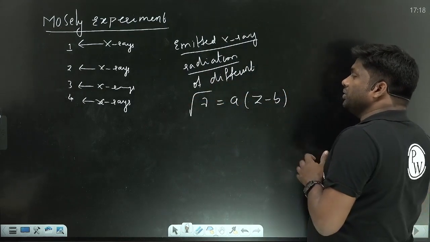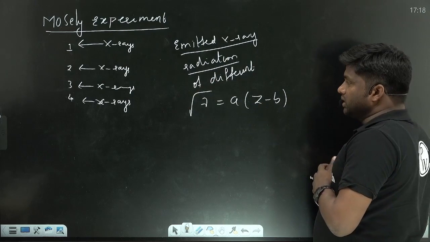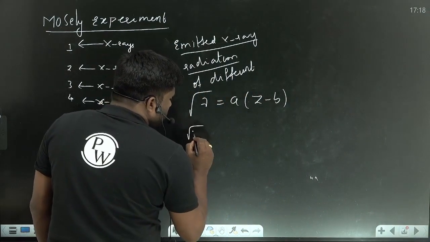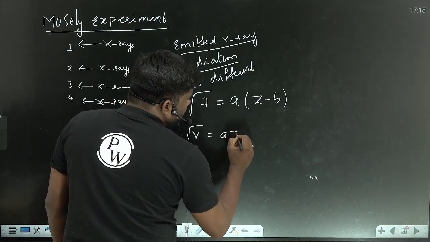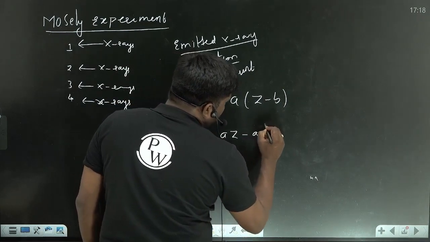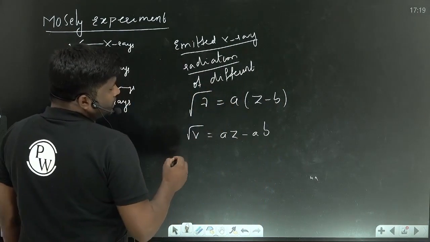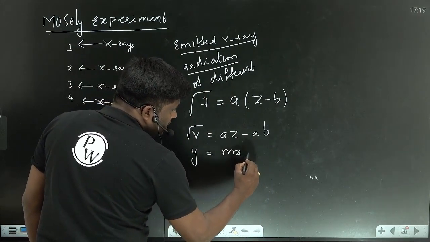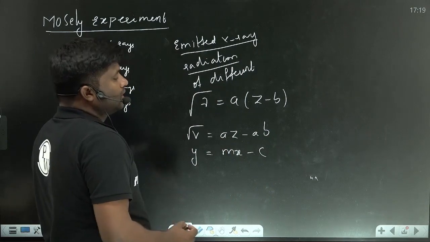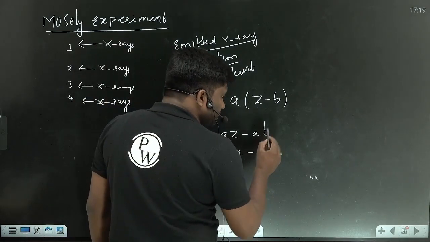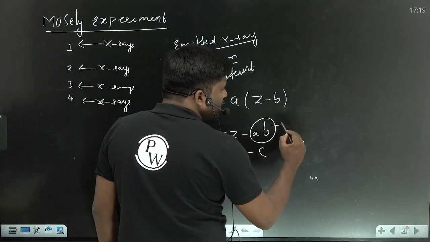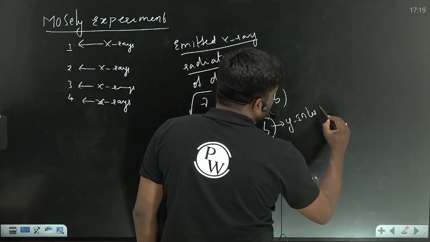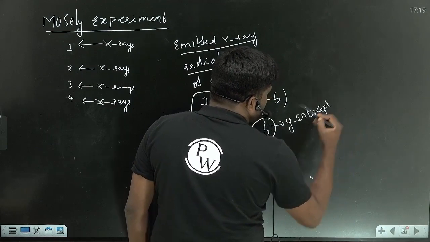Under root nu is equal to A into (Z minus B), and the same thing we can write as under root nu is equal to AZ minus AB, right? This is in the form of y is equal to mx minus c. C is the y-intercept, so AB is the y-intercept.